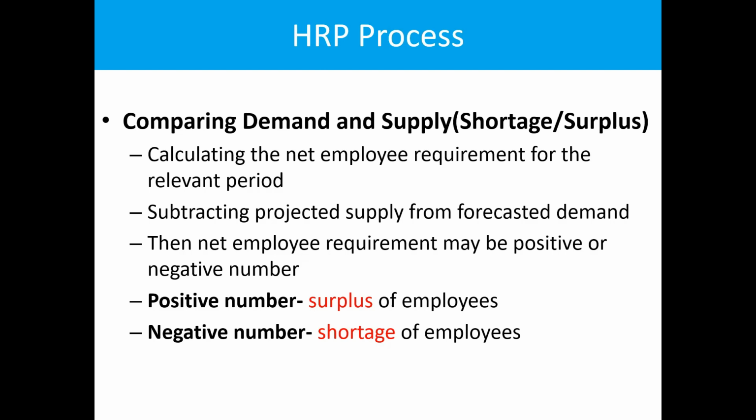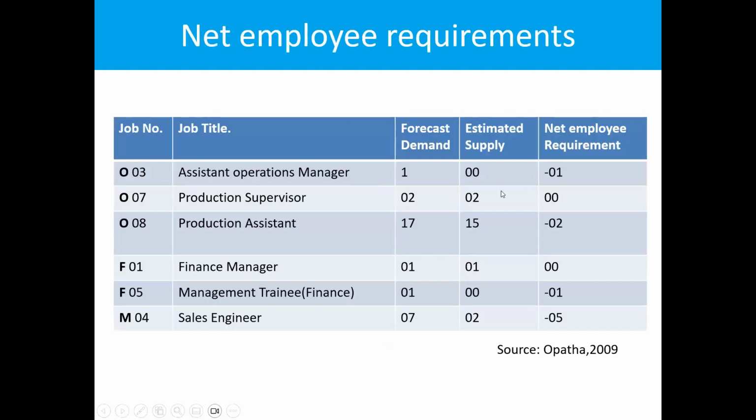Now we need to plan how to recruit those 50 people, right? In the given time period. This is comparing demand and supply, right? So this is an example: job title, job demand, forecasted demand and estimated supply, and net employee requirement.